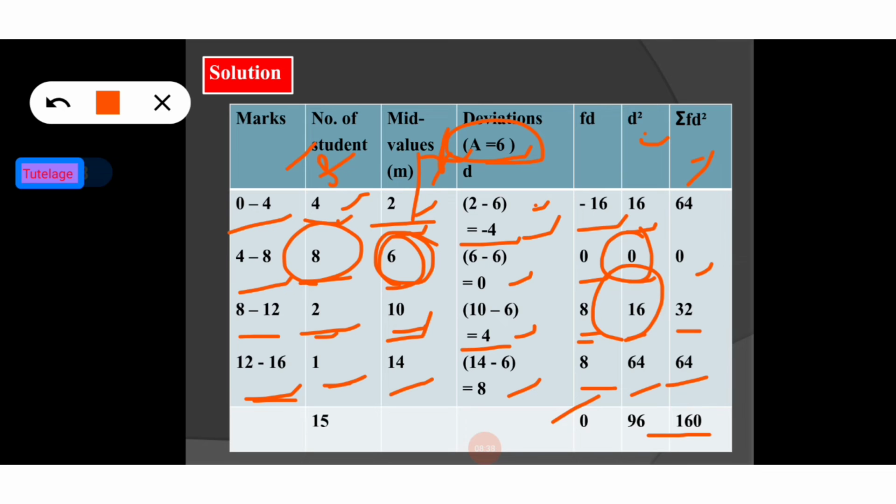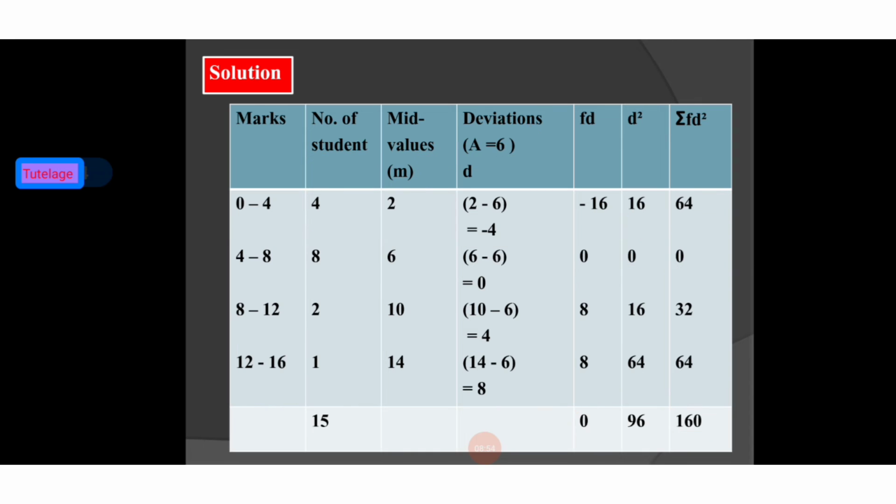Okay, I think the calculation process is clear to everyone. And now going to the last step, where we are applying the formula of the standard deviation. Okay, so now move on to the next slide.